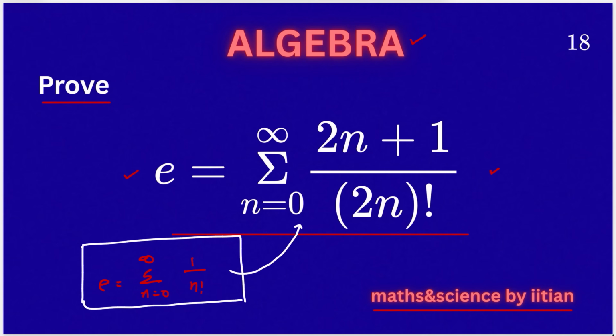It can be expressed as 1 by factorial n is equal to (2n plus 1) by factorial 2n, where it is a sigma of n is equal to 0 to infinity. When we can get these values with the required manipulations in the equations, we can prove this theorem.